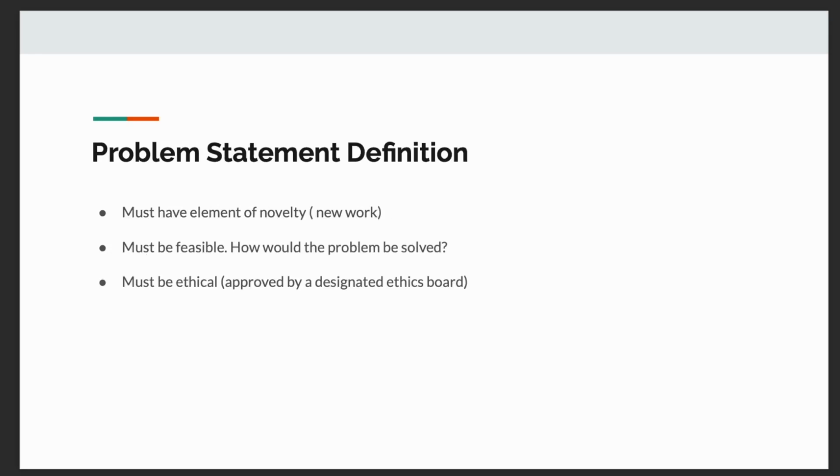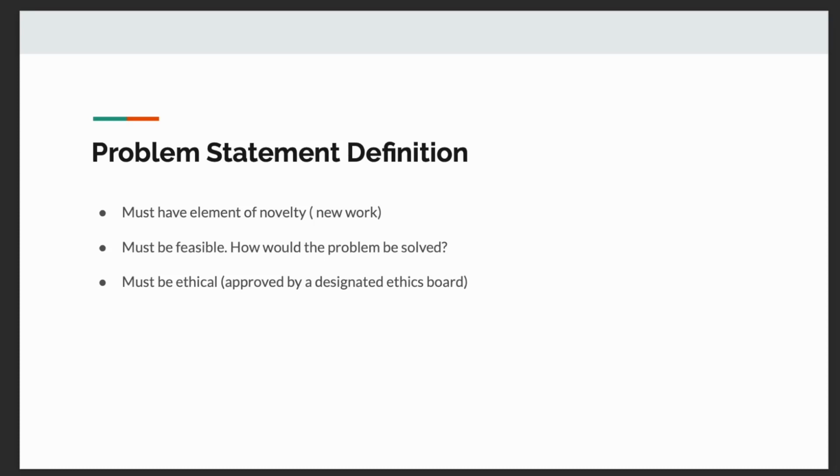So next up, let's talk about problem statement definition. Whenever you're conducting a research, you're usually trying to solve a problem. So you should be able to define your problem statement clearly in your research paper, and the problem that you're proposing to solve or the methodology that you're proposing to solve the problem must have an element of novelty. If you're just reproducing something that's already been done, that's not research, and that's a reproducibility project at best.